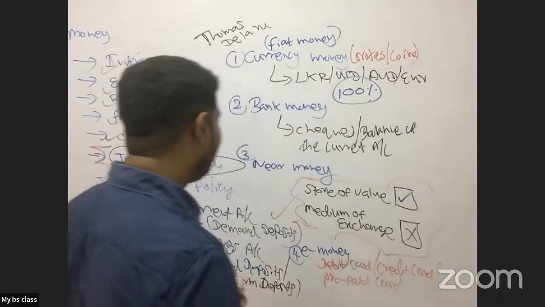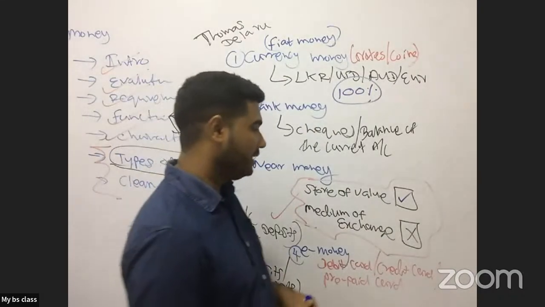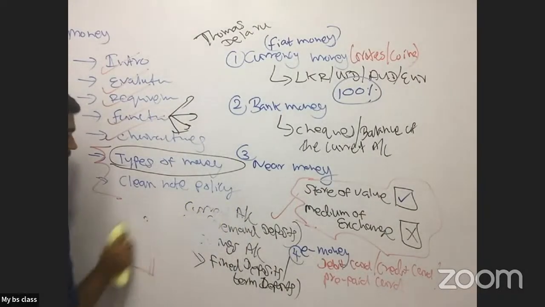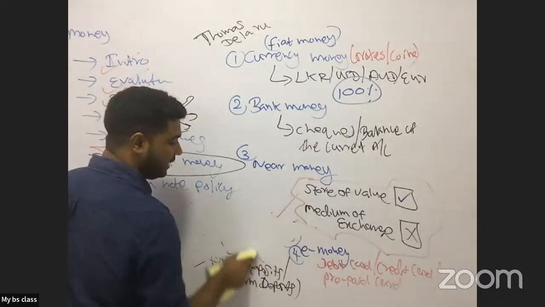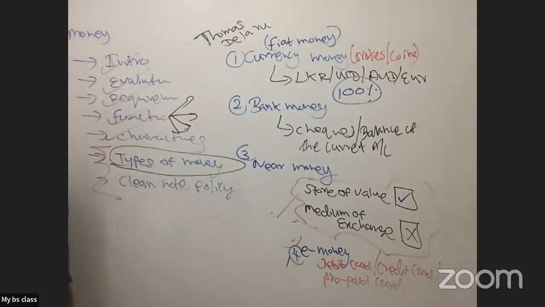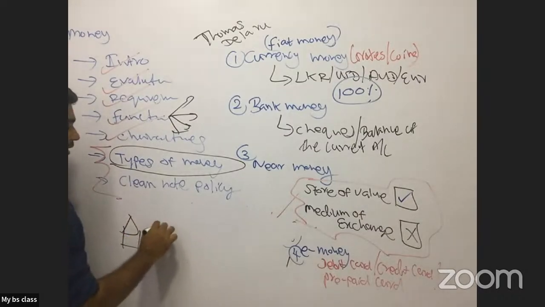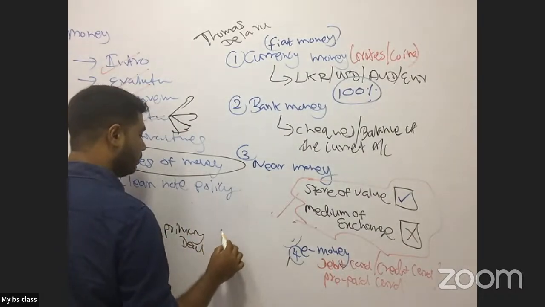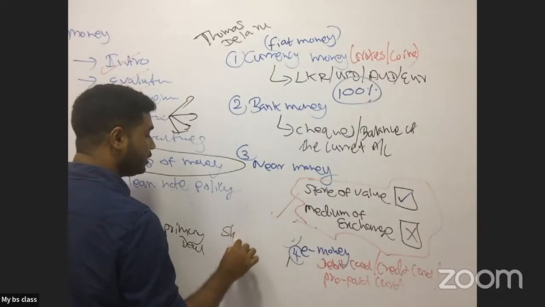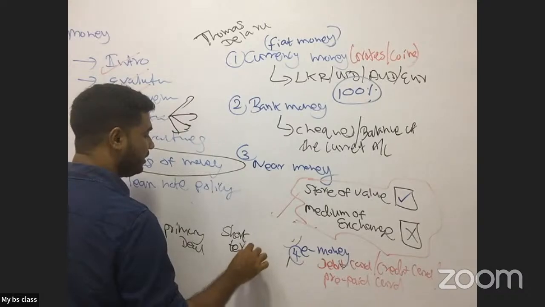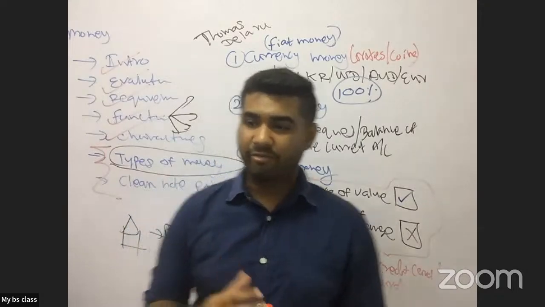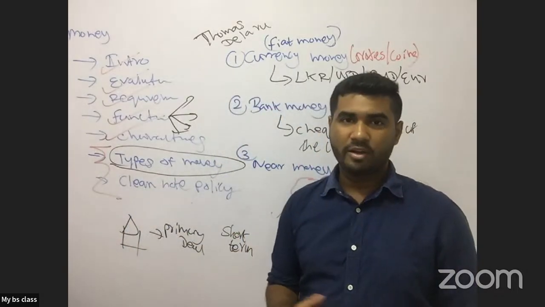Through primary dealers you can purchase treasury bills, right? The CBSL issues to the primary dealers, the central bank issues to the primary dealers. So you can purchase from the primary dealers, or from primary dealers in Colombo, as a short term investment method. It's 100% safe. Why? Because the government issues that.